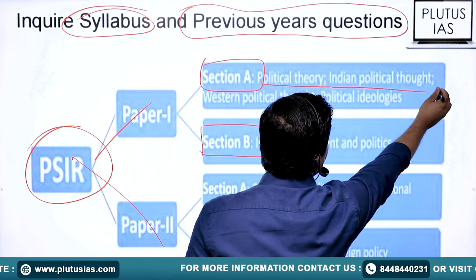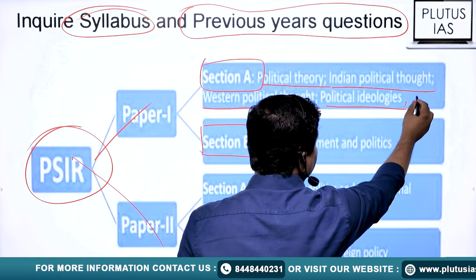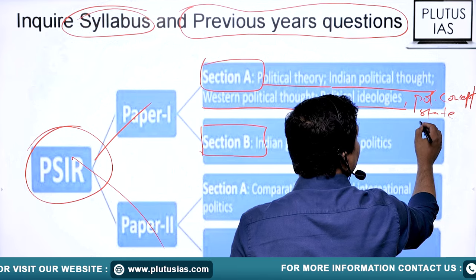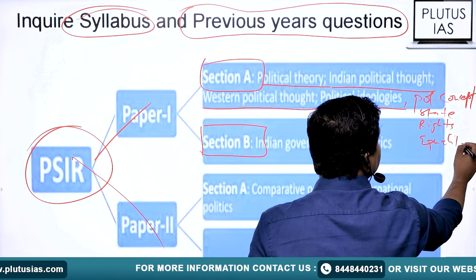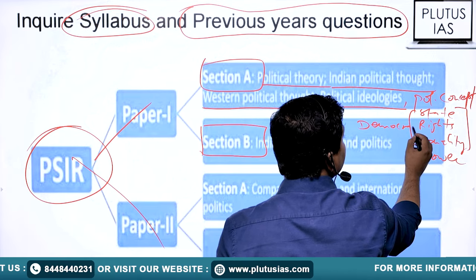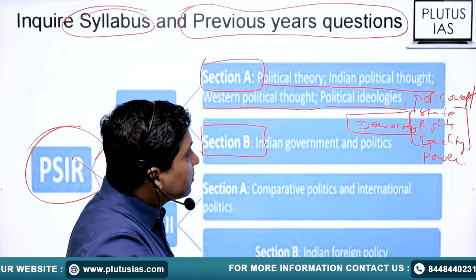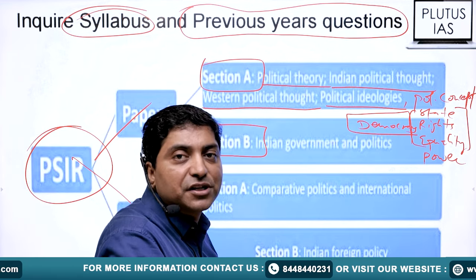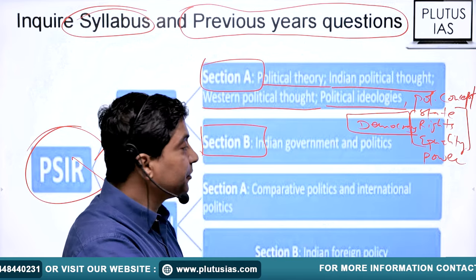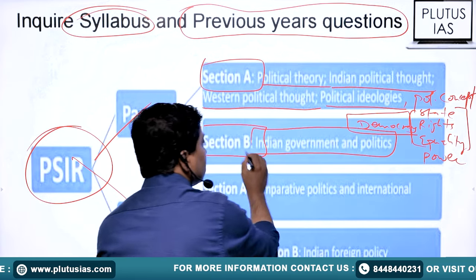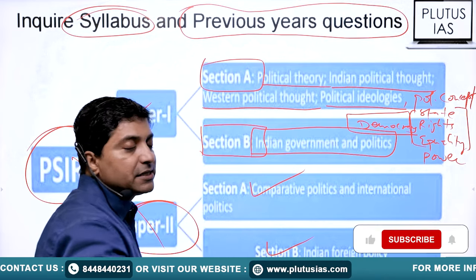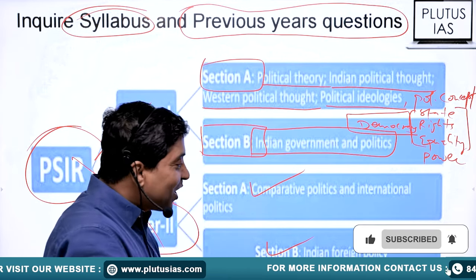Section A consists of political theory, Indian political thought, Western political thought, political ideology, political concepts, right? Political concepts like state, rights, equality, power. So if you look at this, state, equality, rights, democracy help you in understanding polity better, right? It gives you a good hold on your polity part. Now, Indian government and politics helps you a lot, right? Now, paper 2 has again two sections. Section A has comparative politics and section B is actually about India's foreign policy.